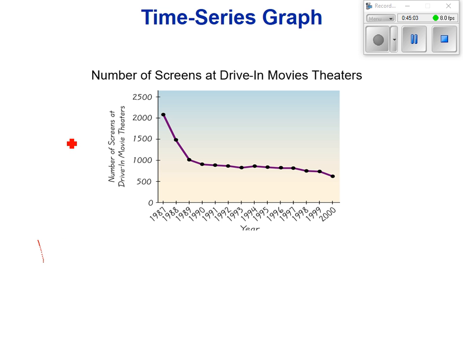So a time series is going to look something like this. Notice down through here, we got the years. This is number of screens at drive-in movie theaters. If we extended this on out, it's now 2016. Somebody give me a guess. Where do you think that dot would be for 2016?